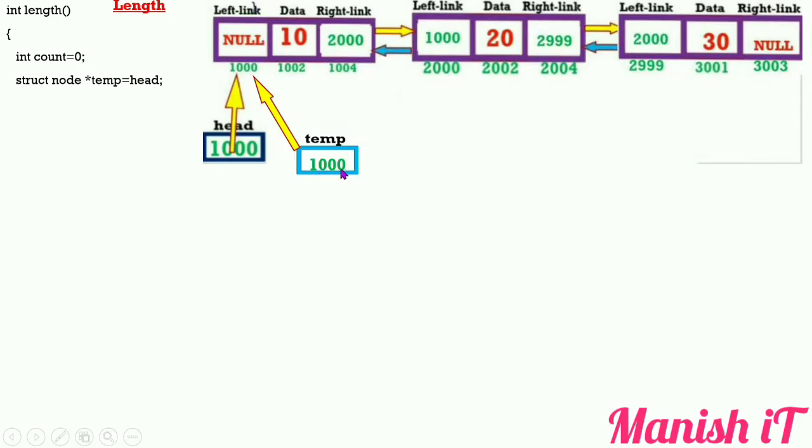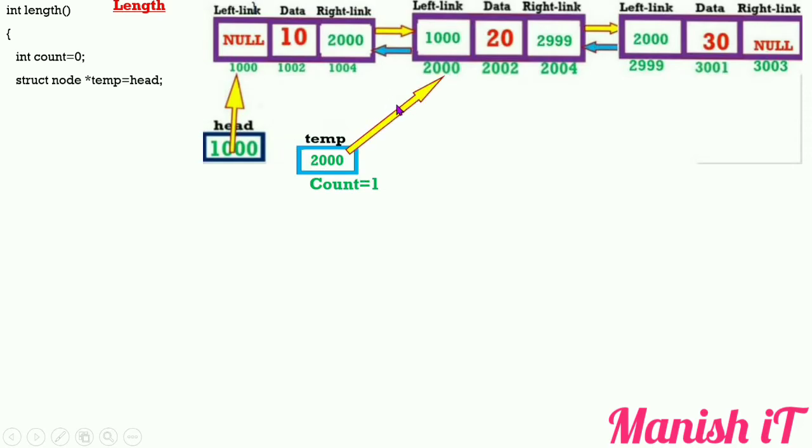Whenever we move this temporary variable, it counts all the nodes. How do we move it? We write the logic: while temp is not equal to null, we increment the count value, and then temp equals temp to right. So whenever temp is 1000, count becomes 1, and after temp to right it becomes 2000 and starts pointing here.